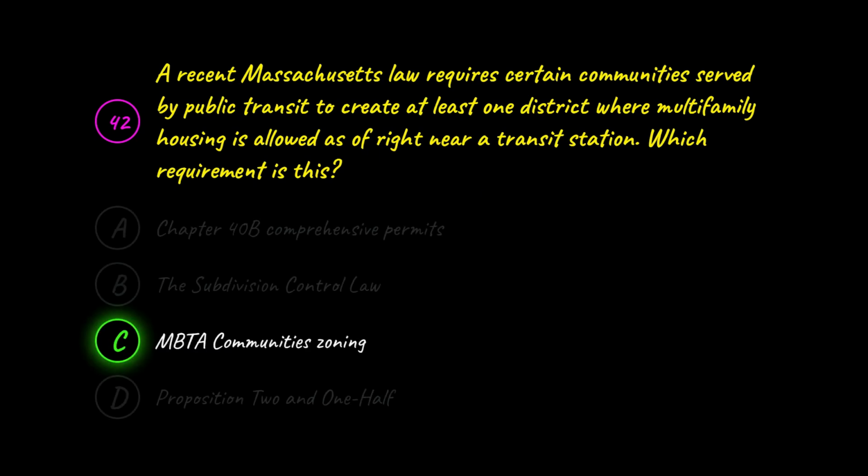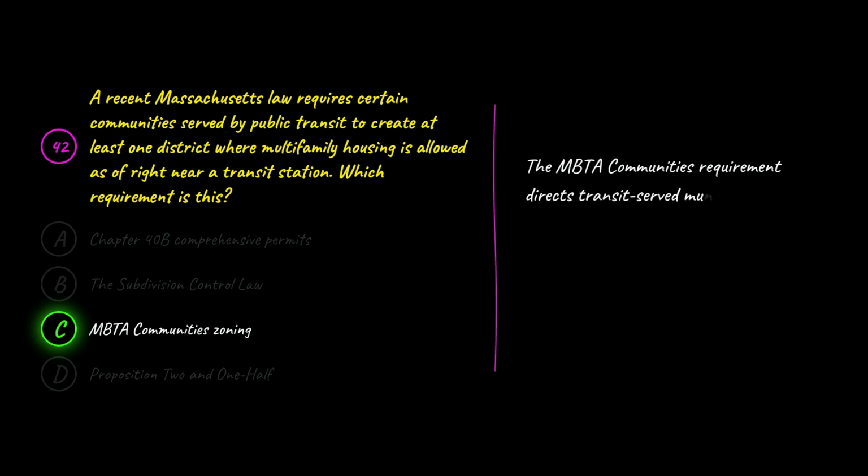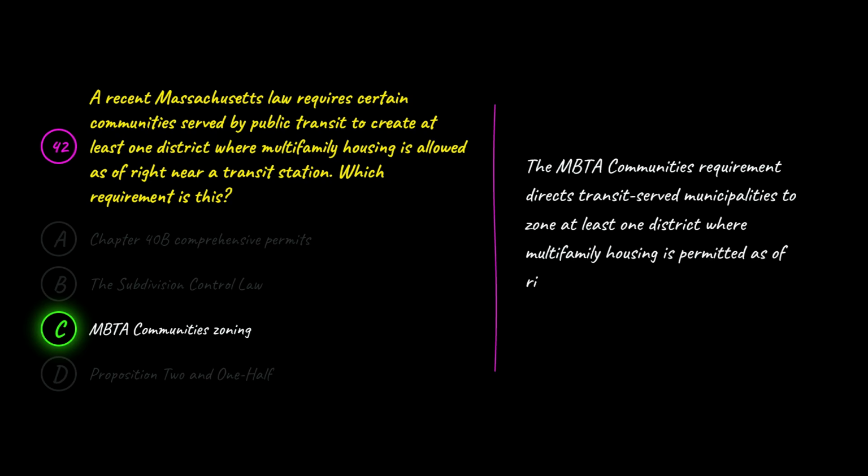The correct answer is C. MBTA communities zoning. C is correct because the MBTA communities requirement directs transit-served municipalities to zone at least one district where multifamily housing is permitted as of right near a transit station. It aims to expand housing supply close to public transportation.